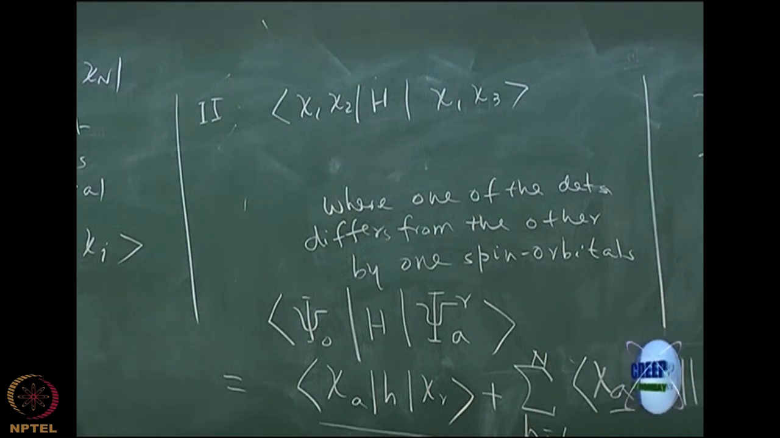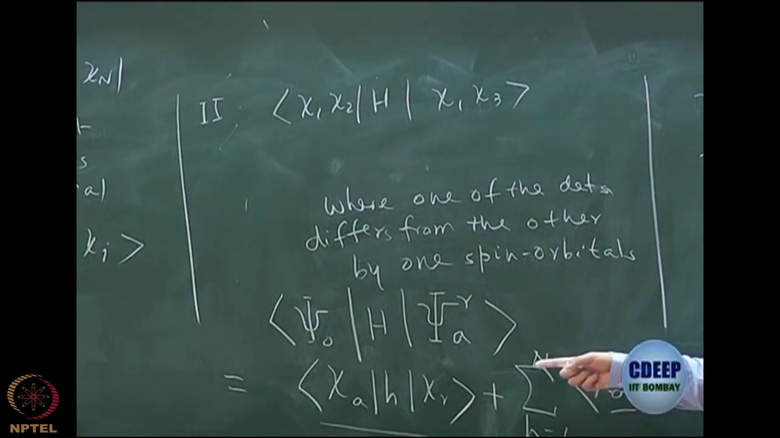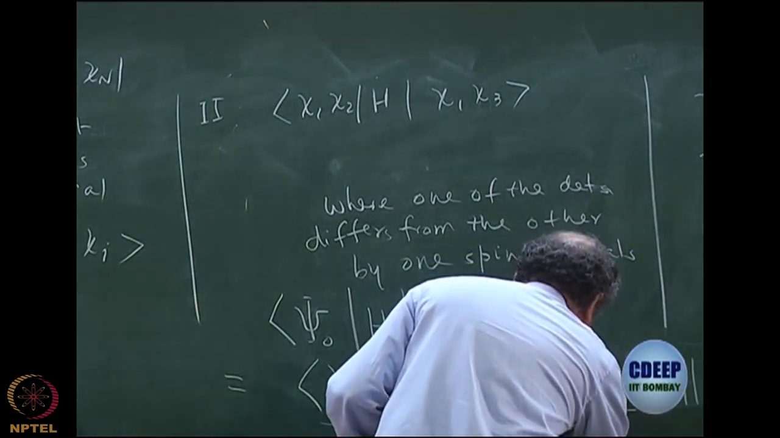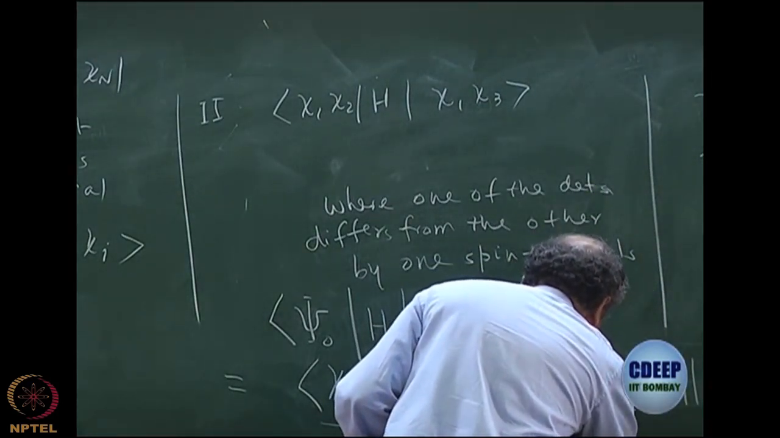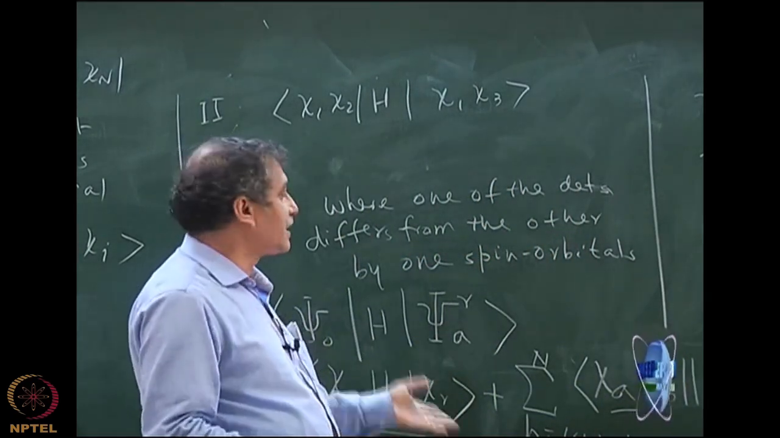Okay. But remember, when you want to program, of course, you should not program b equal to 1 to all n, you should program excepting chi A. So there you must write b not equal to A, if at all. You sum all except A, I mean to be more precise, because that is meaningless, it is 0.